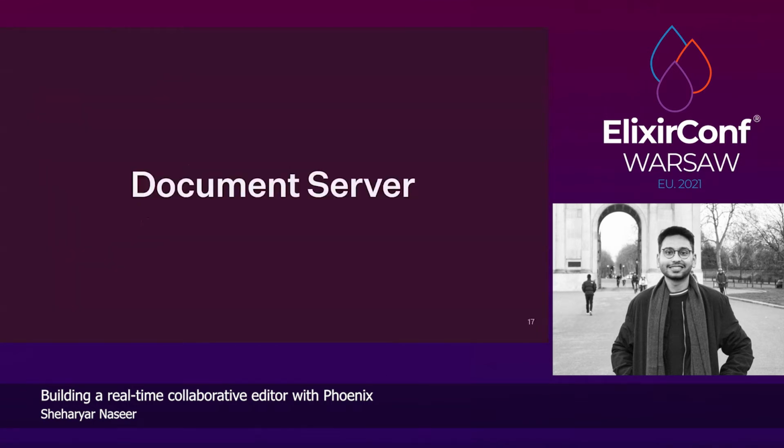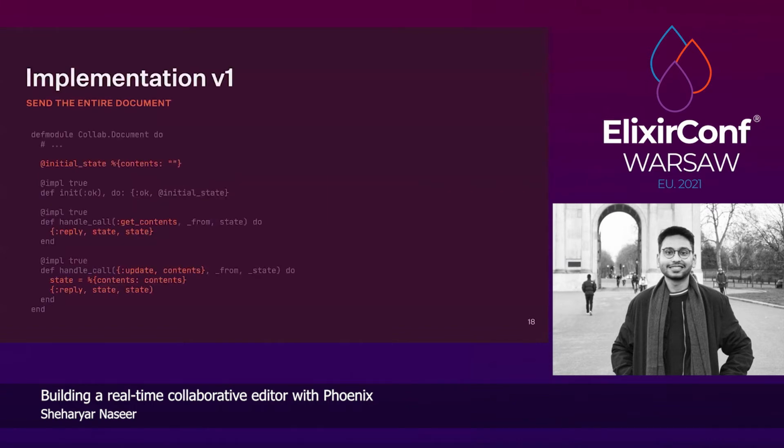Finally, getting to the document server. So let's start with a naive approach one might take to implement such a system. That is, send the entire document on each update. In the documents GenServer here, when get contents is called, we will directly return the document contents. This will allow the client to initialize the editor with the latest contents. Whenever a client wants to update the document, it sends the entire contents of the document. The GenServer will maintain this in its state and also return it to the document channel so it's broadcasted to other clients.